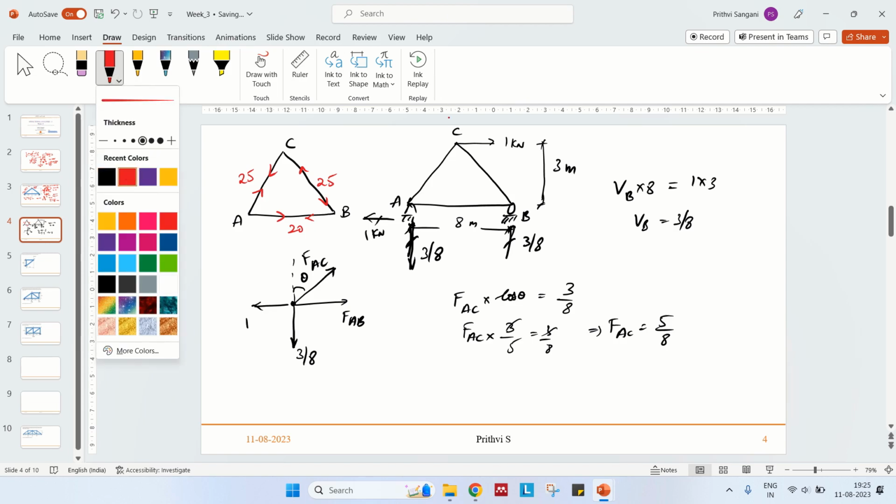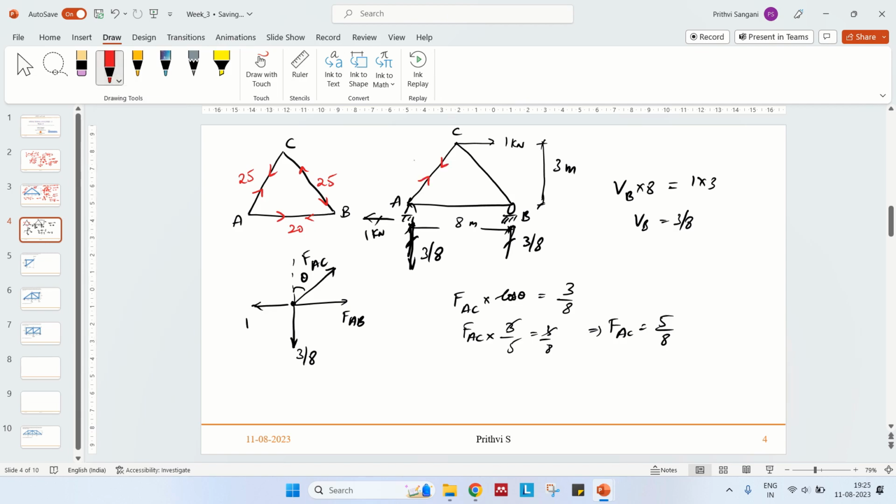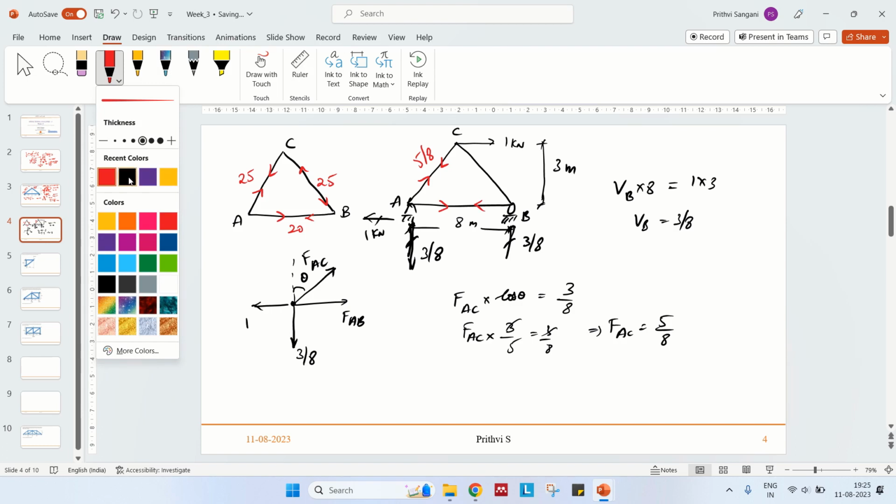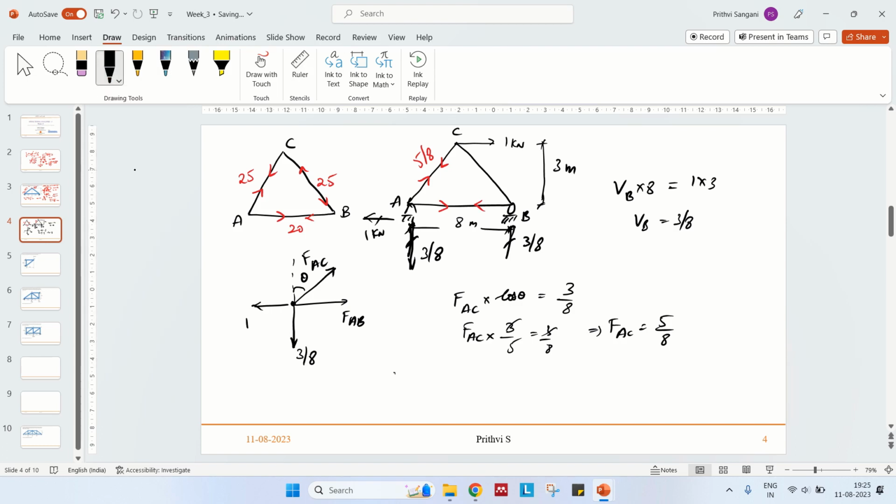Similarly, on similar lines, you can find out FBC and FAB. I have already worked it out, and I'll also tell you a small trick at the end, once I have done this. Anyways, I'll solve for this one also, and for the other one I'll just mention the answer.